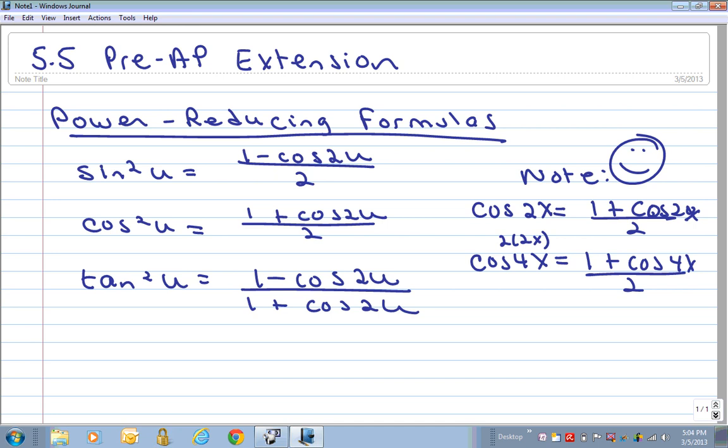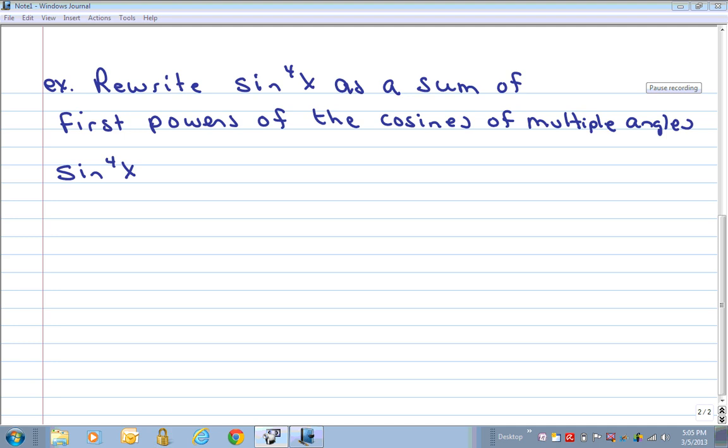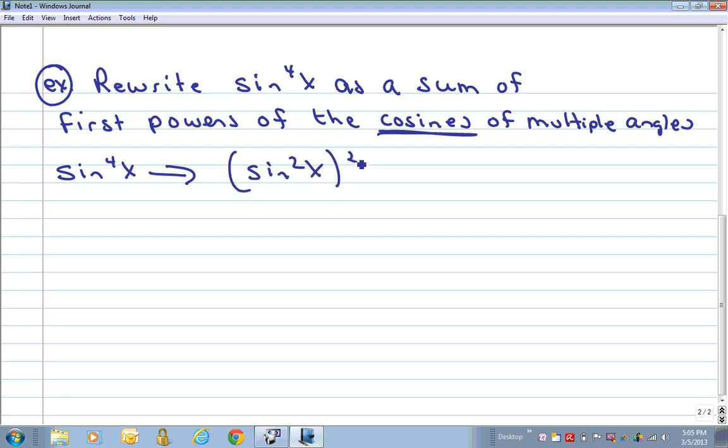All right, let's try our first example using our power reducing formulas. We're going to rewrite sine to the fourth x as a sum of first powers of the cosines. Okay, so we want to use cosines of multiple angles. So looking at our formulas, we have sine squared x equals 1 minus cosine 2x over 2. So this time we have sine to the fourth x, and we're going to rewrite that as sine squared x all to the second power.